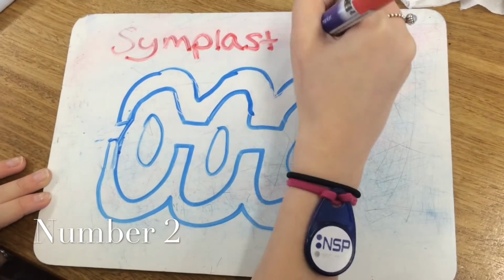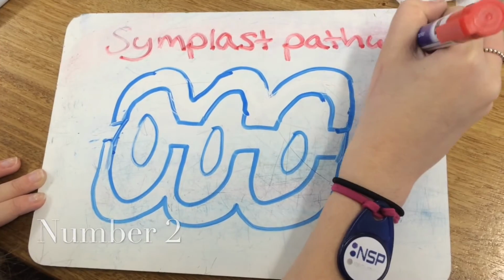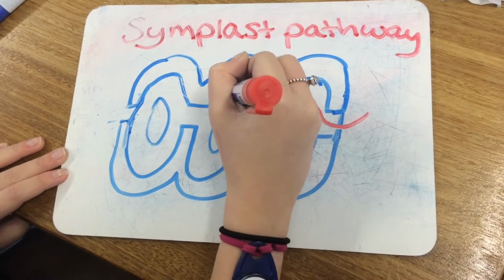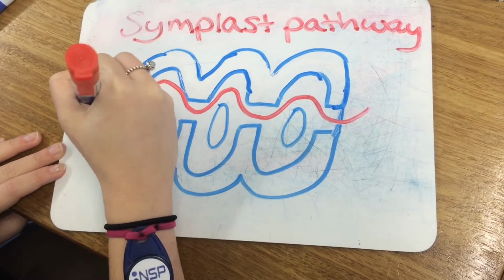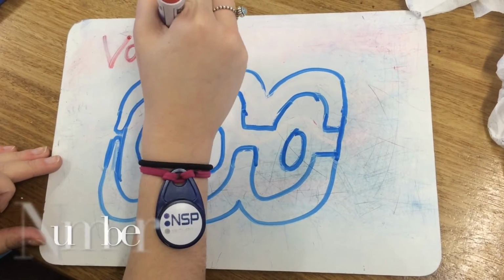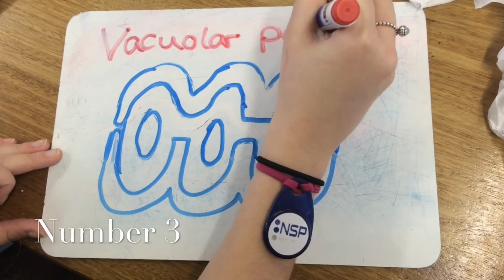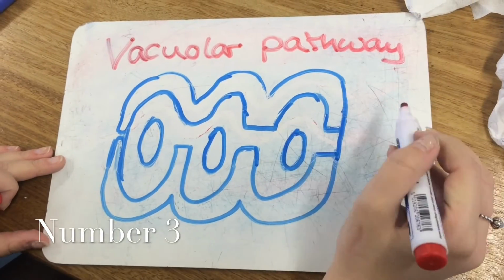Number 2, the symplast pathway. This is through the cytoplasm and the plasmodesmata. Number 3, the vacuolar pathway. This is from vacuole to vacuole.